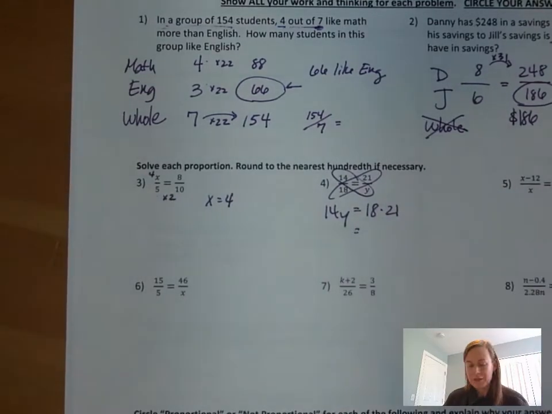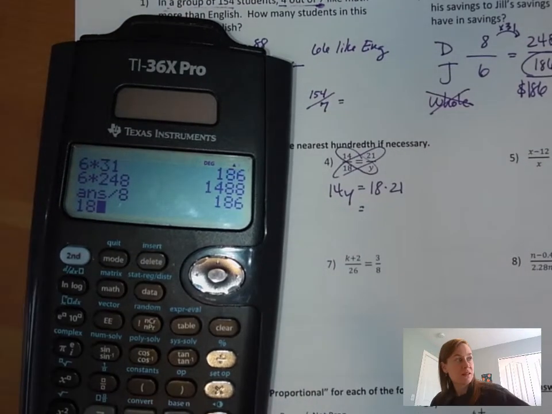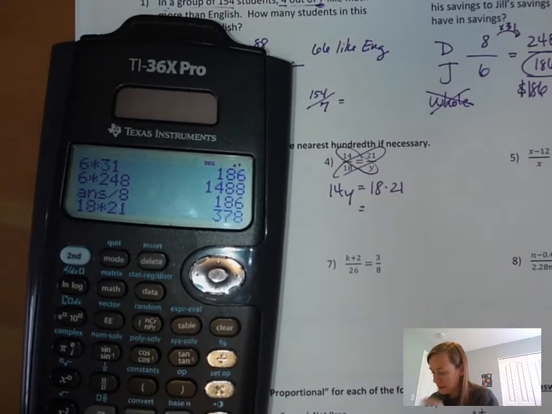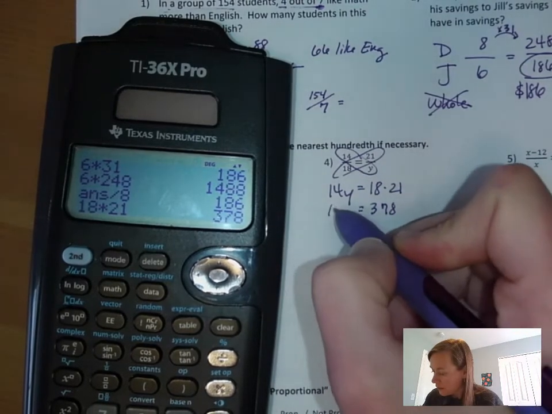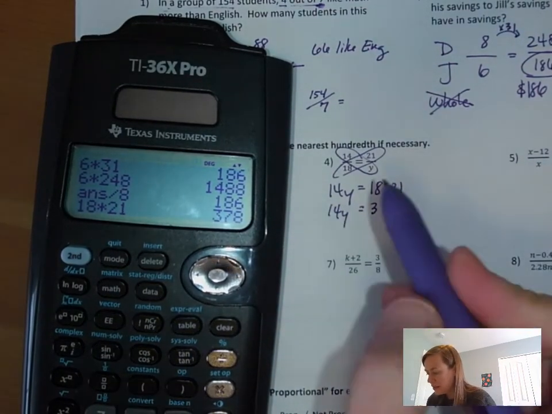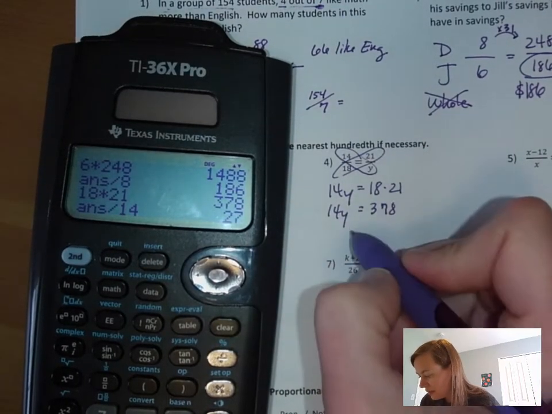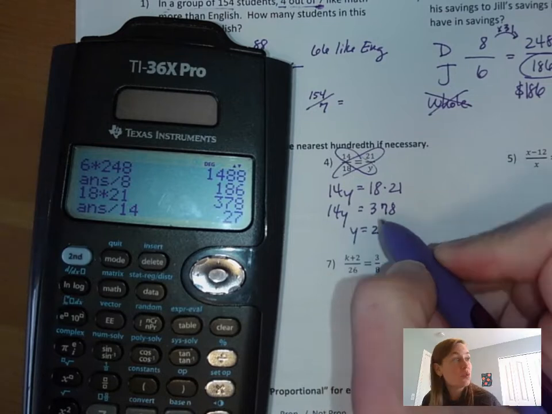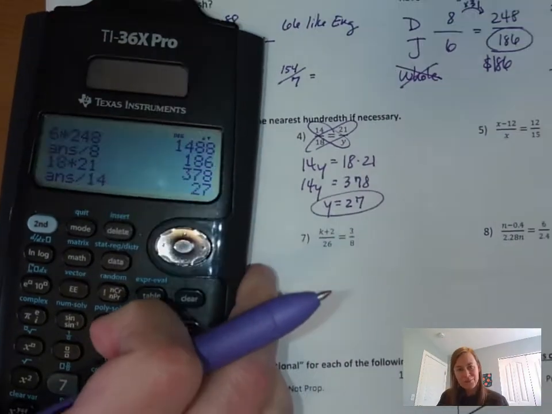Let's go ahead and simplify. 18 times 21 is going to give us 378. So 14y equals 378. Now we're going to divide everything by 14 to get rid of that and get the y by itself. y is going to be equal to 27. And that is your answer there.